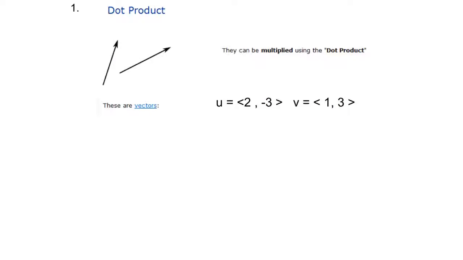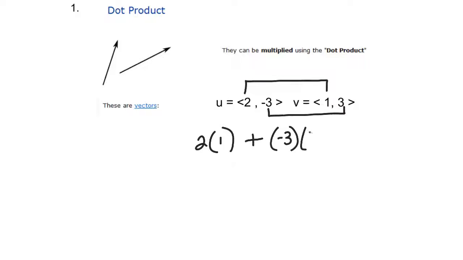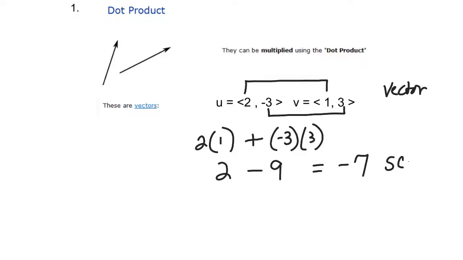Now, the dot product is really easy to do. What we're going to do is multiply the x values together, so 2 times 1, and then add together the y values of the components multiplied together. So -3 times 3. That's going to be 2 minus 9, which is -7. Now, we've gone from vectors in component form to a scalar. A dot product is a scalar. We're going to end up with a single number.